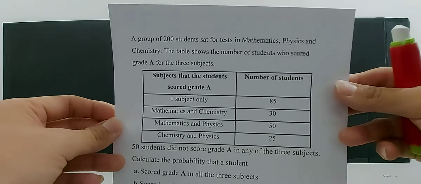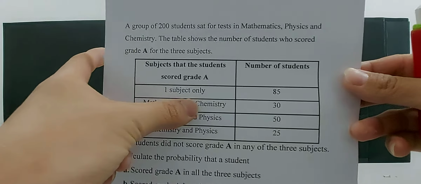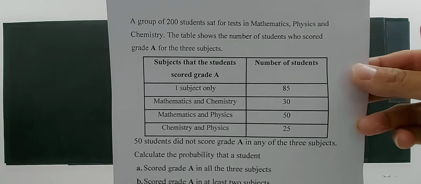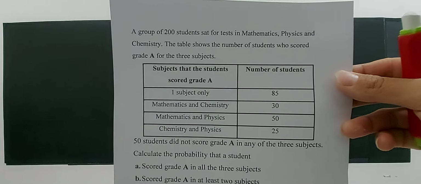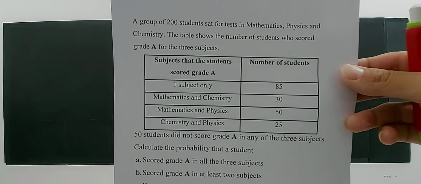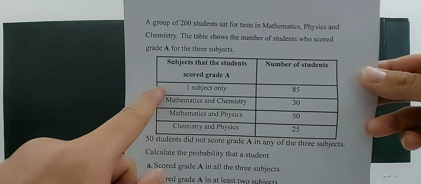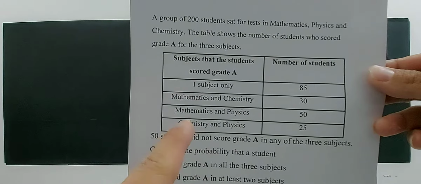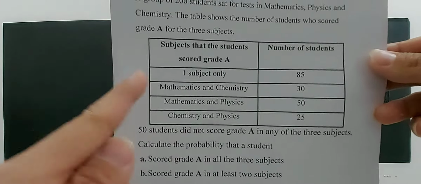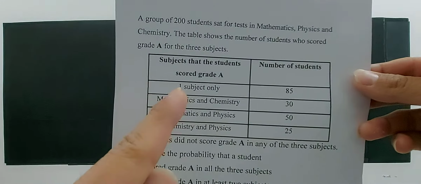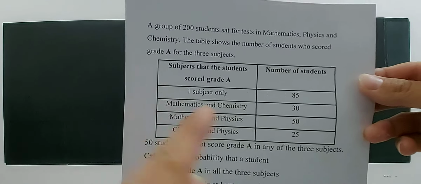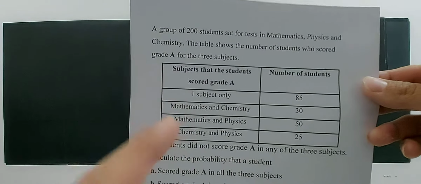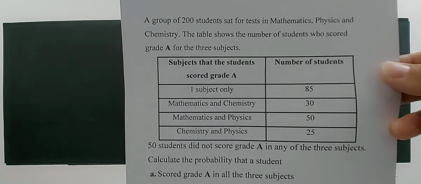Usually for this type of case, involving intersections between mathematics and chemistry, mathematics and physics, we may try to use a Venn diagram. A Venn diagram might be helpful because it involves 3 events: scoring A in mathematics, physics, and chemistry. The 3 events can intersect. So in this case, I think a Venn diagram will be suitable.